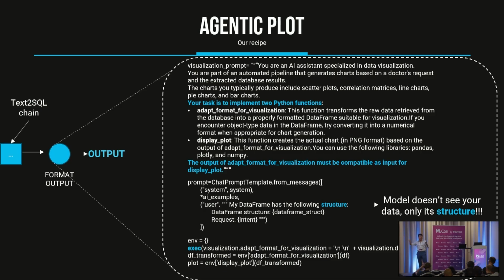So at the end of the day, we had the output data from the database. We had one function to format data and one function to build the plot. We got those functions together and we locally executed the chain of functions to get the final plot. So the model, even with this one, never sees the data. It just sees the structure.